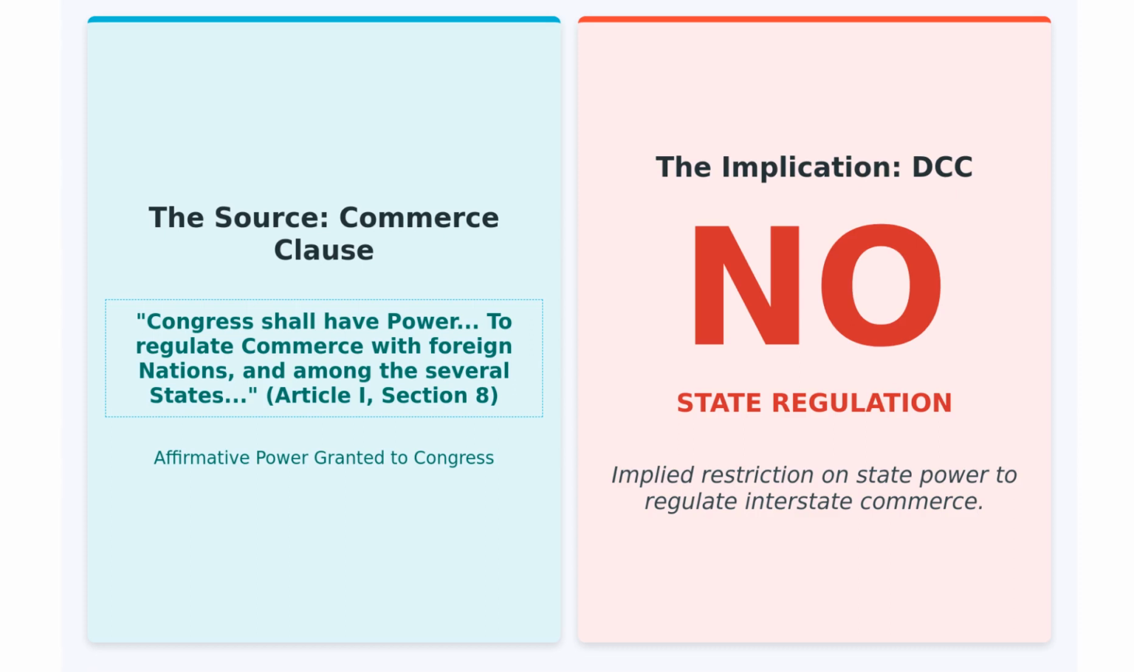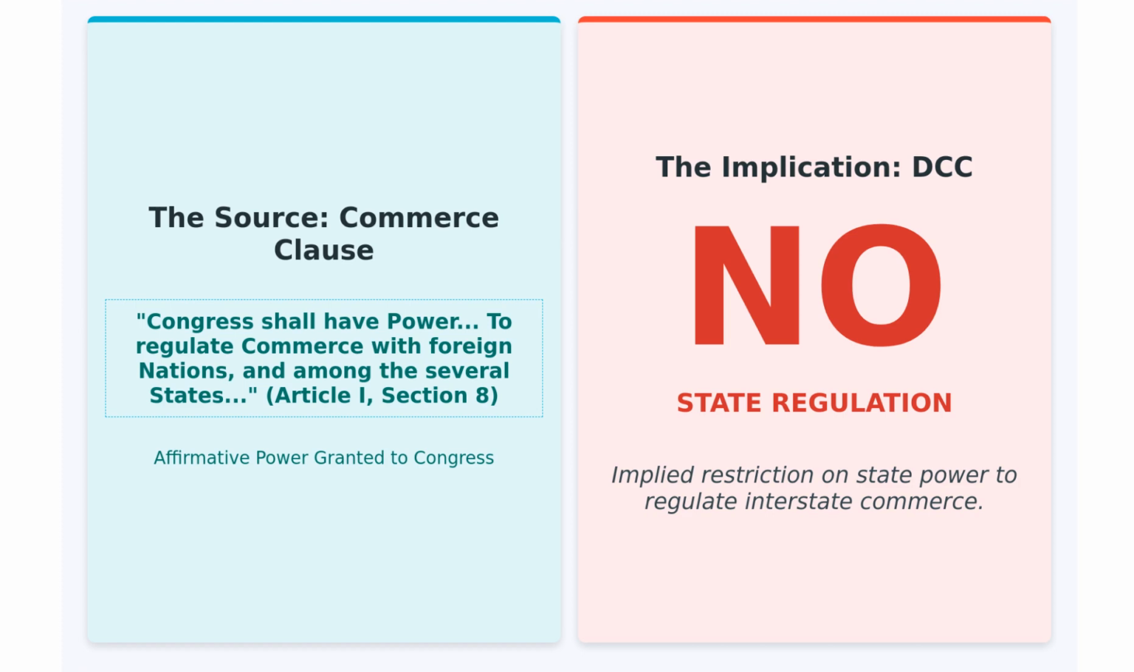We begin our study of state power limitations with the Dormant Commerce Clause, often abbreviated as the DCC. This crucial concept is not explicitly written in the Constitution; rather, it is an implied restriction on state authority. The DCC arises directly from the Commerce Clause found in Article 1, Section 8, Clause 3, which grants Congress the power to regulate commerce among the several states.